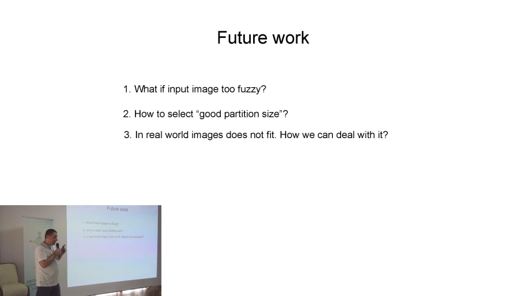And the next question: how to do this? How to deal with this? RANSAC, SIFT, SURF, BRISK, other key point descriptors, maybe optical flow and Harris corners. We can try to bring them closer to each other, and only then can we use this fuzzy transform.